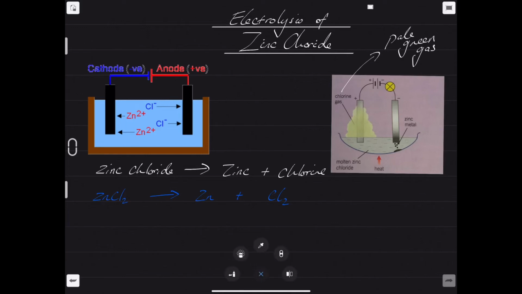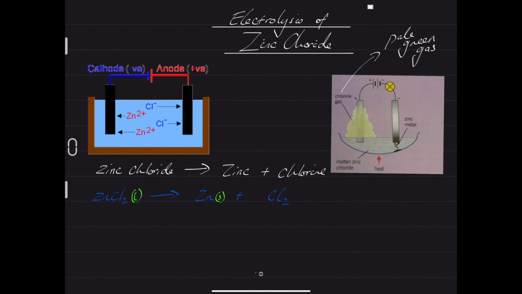Okay, the state symbols should be this. Zinc chloride, since we are performing electrolysis and we have stated that it's not an aqueous solution, zinc chloride must be molten then. So we put l here. l represents molten. And since zinc has been formed, zinc is a solid metal once it goes to the cathode, and it will form in small clumps. So we say this is a solid here.